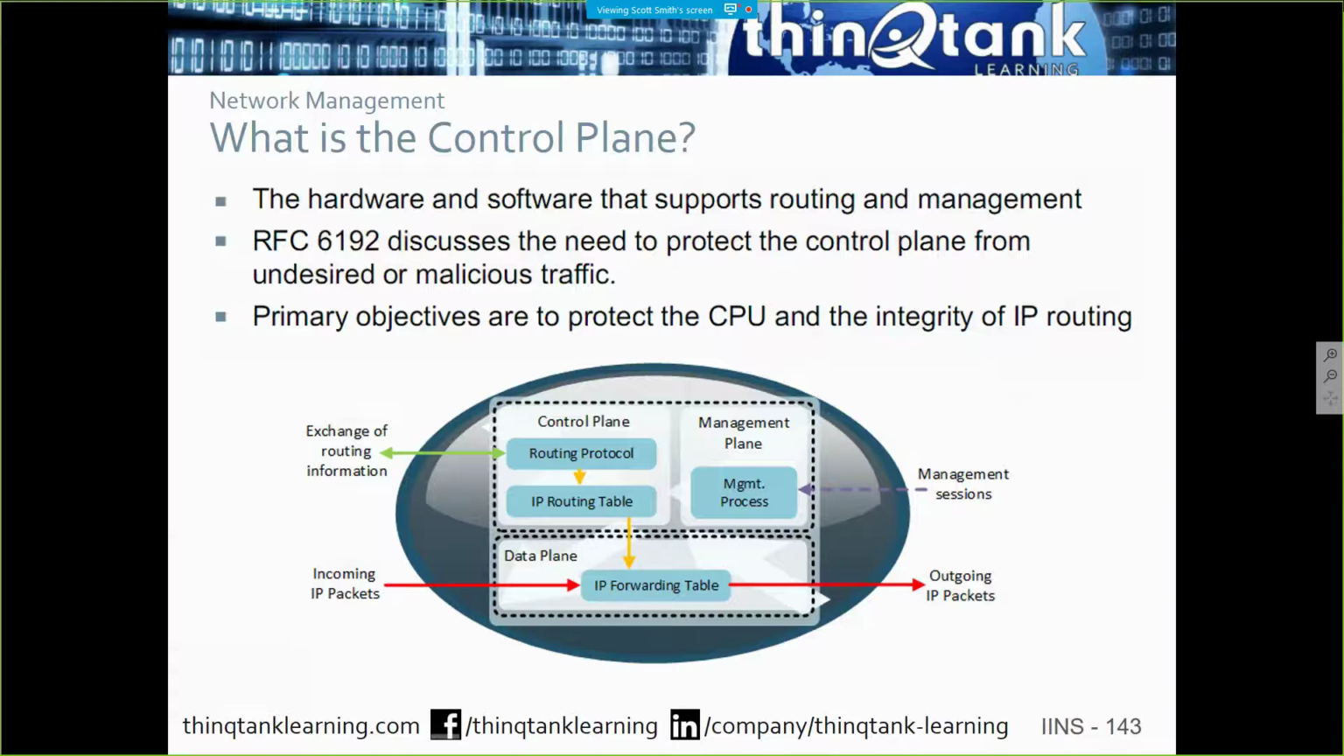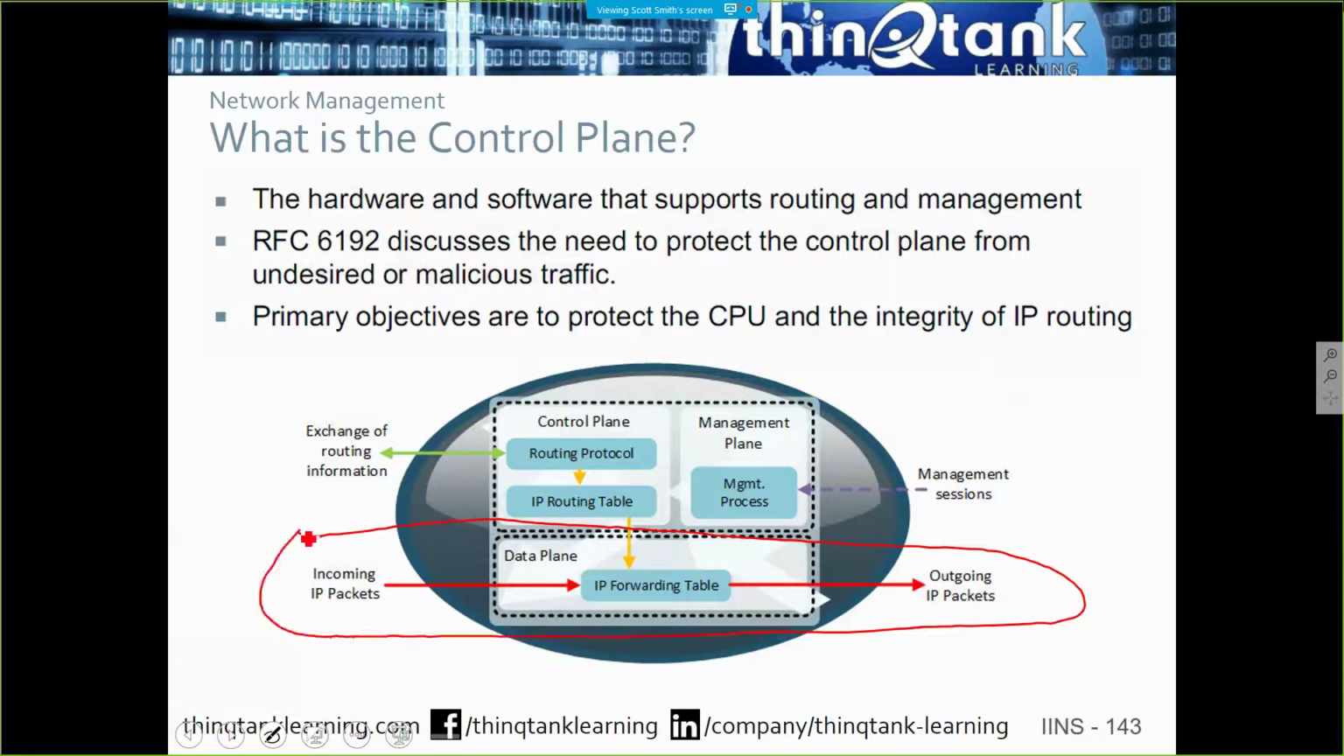The hardware and software that supports routing, that supports management occurs at the control plane, like we said. RFC 6192 talks about the need to protect the control plane from malicious traffic. All right? Anything that's CPU intensive, anything that is required for the router to make routing decisions is going to happen at the control plane. Naturally, that means if the control plane is compromised, the device essentially becomes useless, or at least severely degraded in its performance.